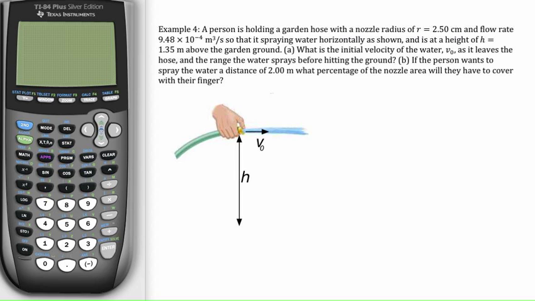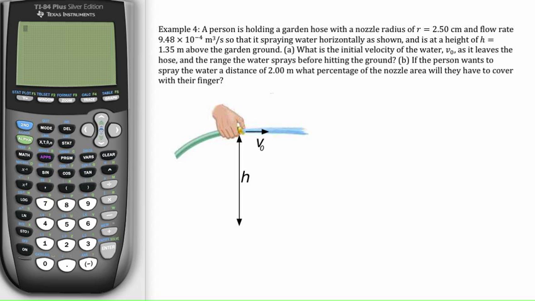Okay, so we're given some information here about a person that's holding a garden hose. We're told that the radius of the hose is 2.5 centimeters, and we were given the flow rate of the water coming out of the hose in volume per second, so cubic meters per second, and it's 9.48 times 10 to the negative 4. And it is spraying water horizontally as shown, right? So the initial velocity is entirely horizontal, and the person is holding this hose 1.35 meters above the ground.